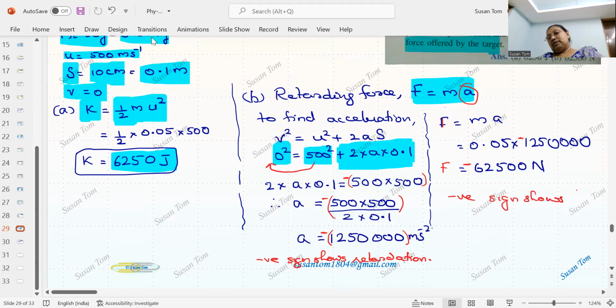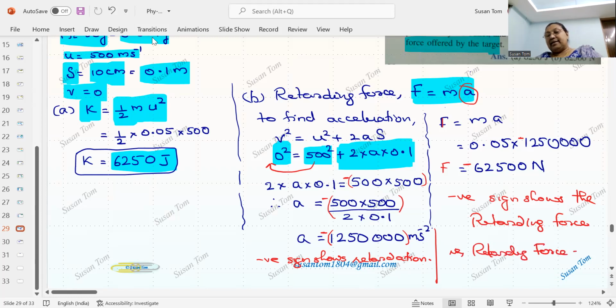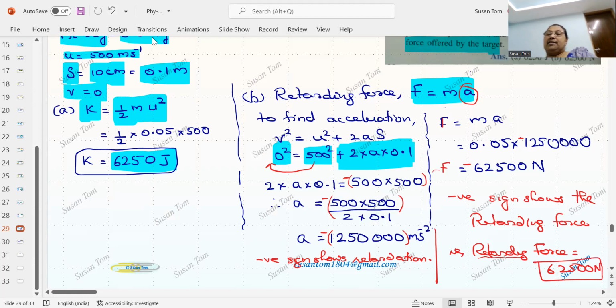The negative sign shows the retarding force. That is what is asked to calculate. The retarding force, you will write in positive because we use the word retarding. The negation we have already mentioned. Force is equal to 62,500 Newton. Retarding force is this much Newton. The force developed is minus 62,500 Newton. I think it's clear.